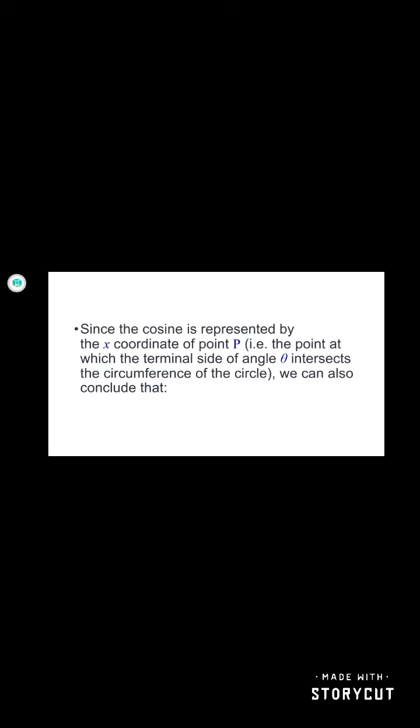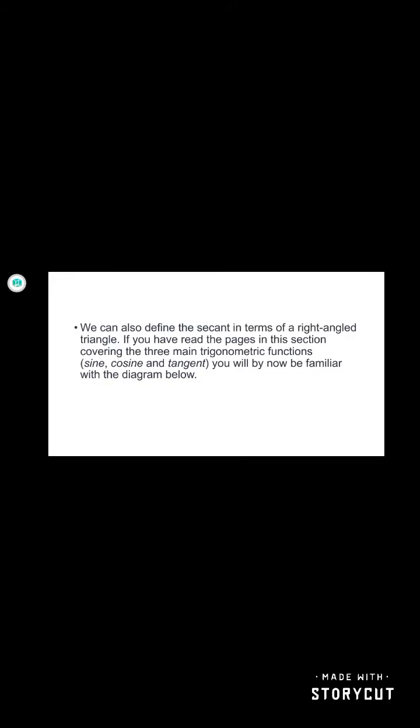Since the cosine is represented by the x-coordinate of point P, the point at which the terminal side of angle theta intersects the circumference of the circle, we can also conclude that sec theta is equal to 1 over x. We can also define the secant in terms of a right-angled triangle.